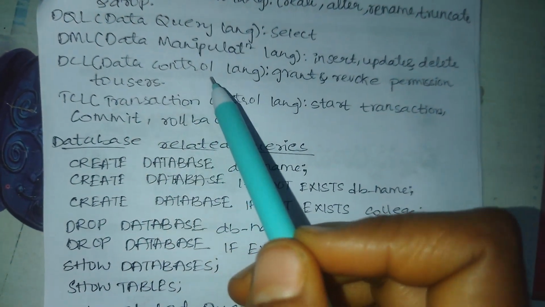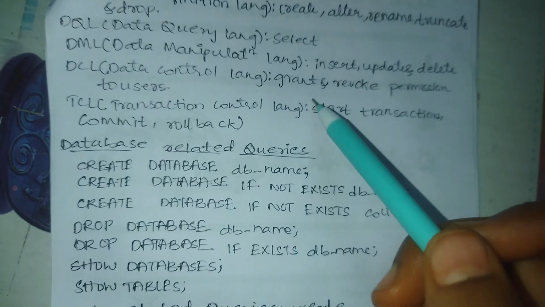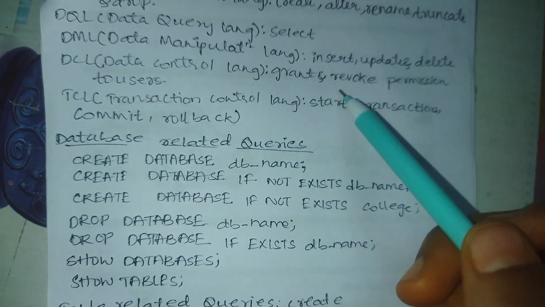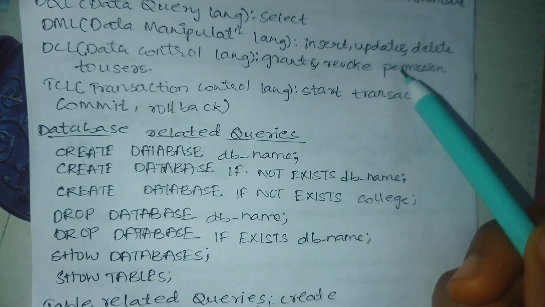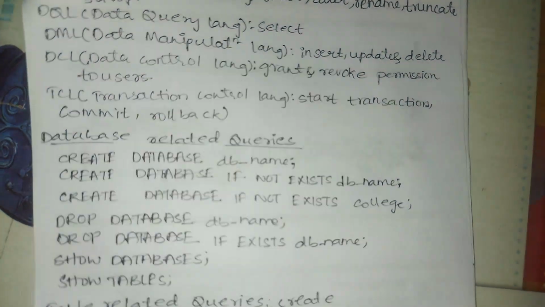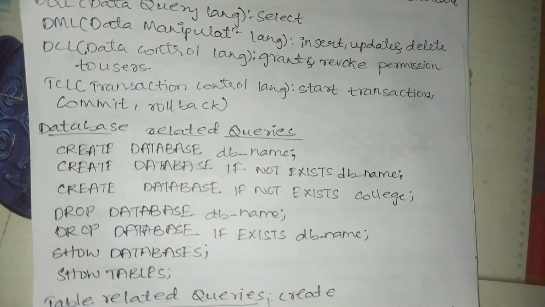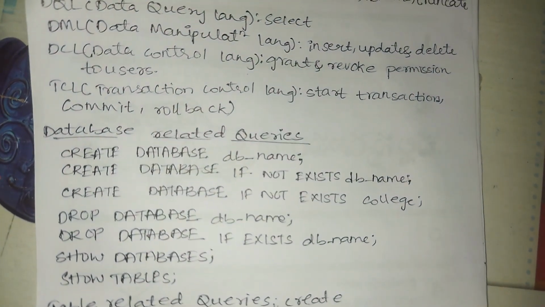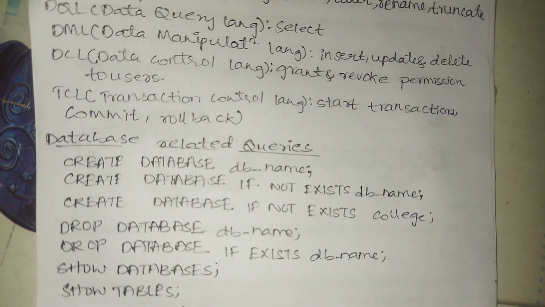DCL, data control language, is used for 2 commands, grant and revoke, for permission to users. Grant is like OK, revoke is to stop users.